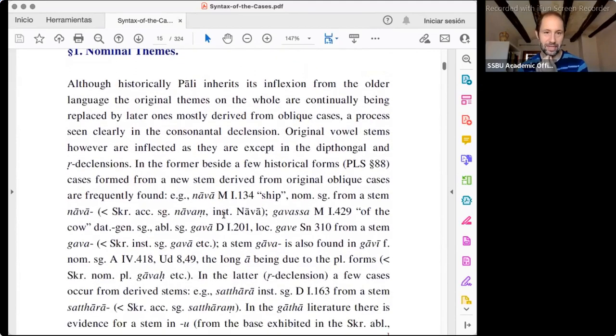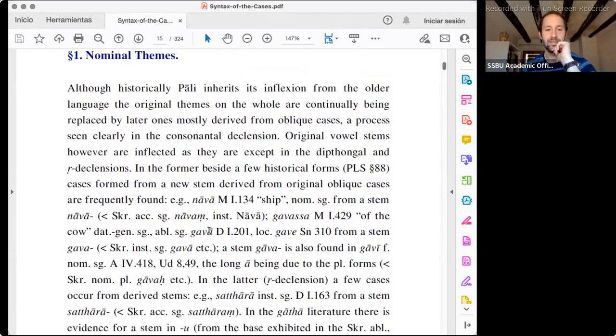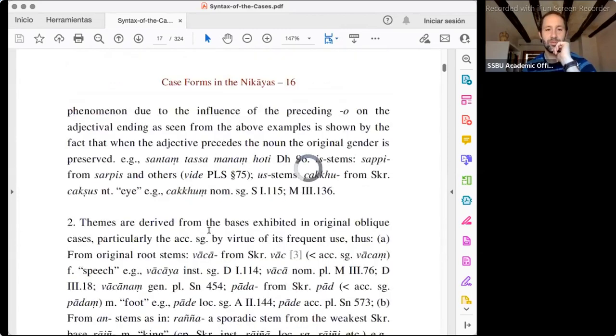Nominal themes. Well, it starts with a reflection. This I recommend reading, but it's not strictly necessary. If you read the entire book, that is always better. And then if we go to the nominative.